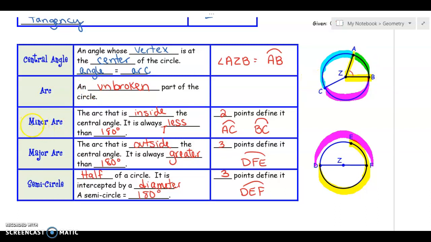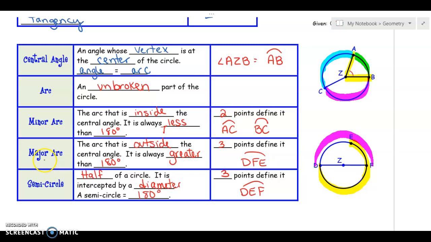There are different types of arcs depending on their sizes. There are minor arcs, and that's an arc that is smaller than half the circle. So like arc AB would be a minor arc. Arc AC would be a minor arc. You're always going to use two letters to define it, and don't forget the little arc symbol.